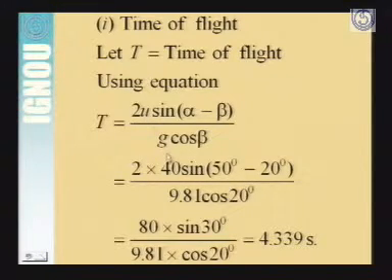Put the value of u is 40 meter per second, alpha is 50 degree, beta is 20 degree, and g is 9.81. So we can substitute the value of u, alpha and beta in this expression for the time of flight, and finally we will get the time of flight as 4.339 second.